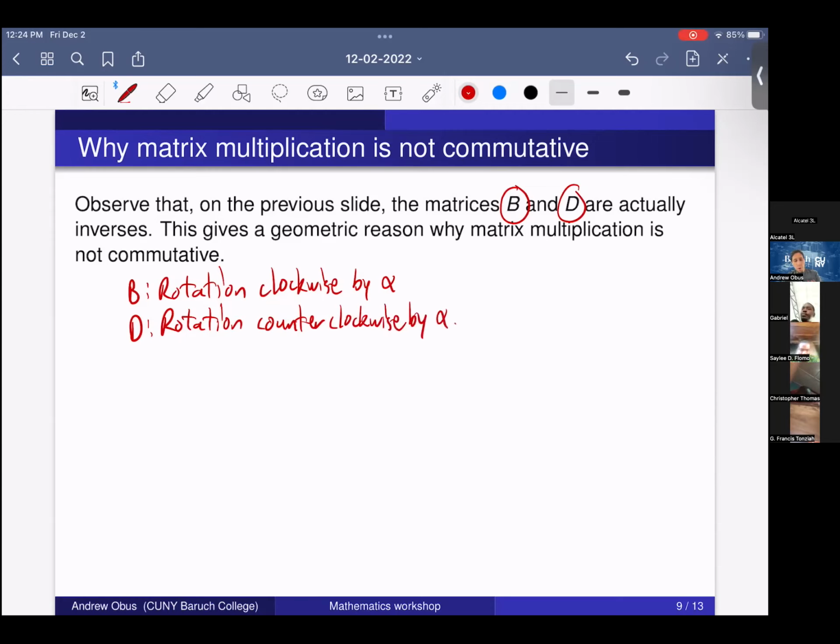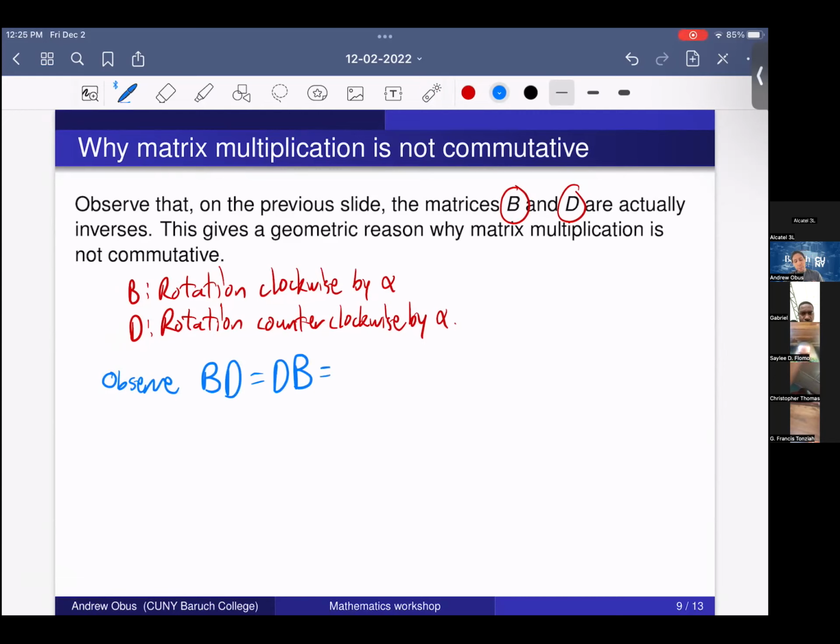And so what you should notice is that if you do B and D one after the other, we'll observe that if you rotate clockwise and then rotate counterclockwise, those two operations cancel each other out. You end up just back where you started, right? And same thing if you rotate counterclockwise and then clockwise. They cancel each other out. You get back to where you started.